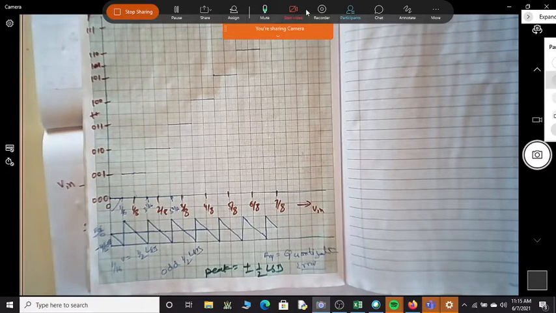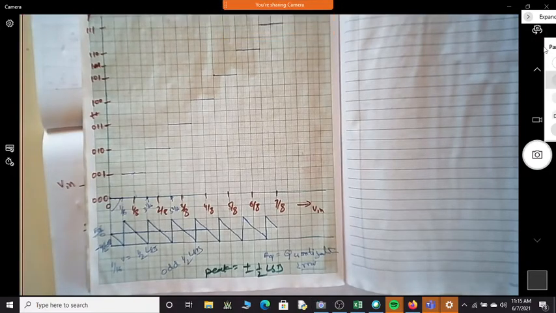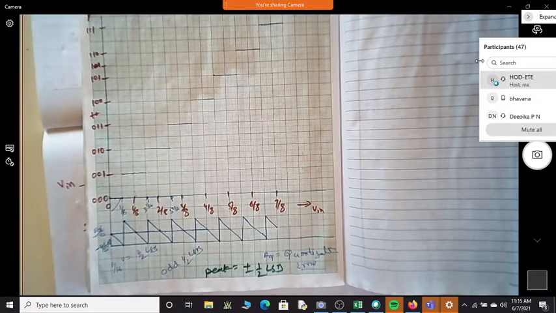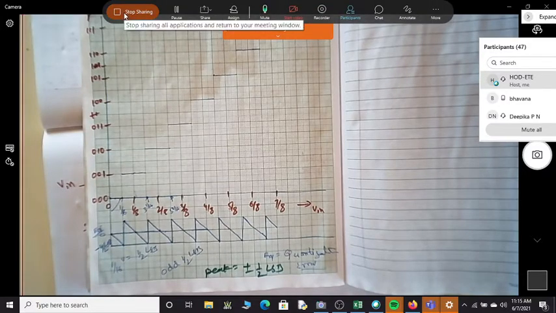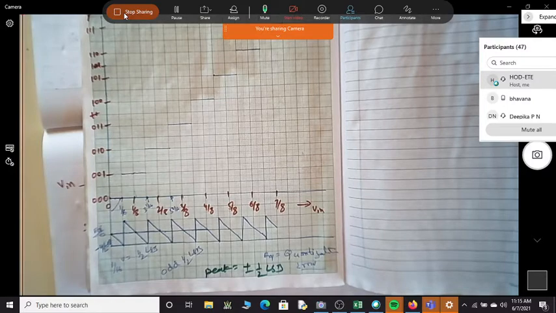Who is 14? 14, 14, who is 14? 14, can you share your screen? 14? Who is 14? Hello.